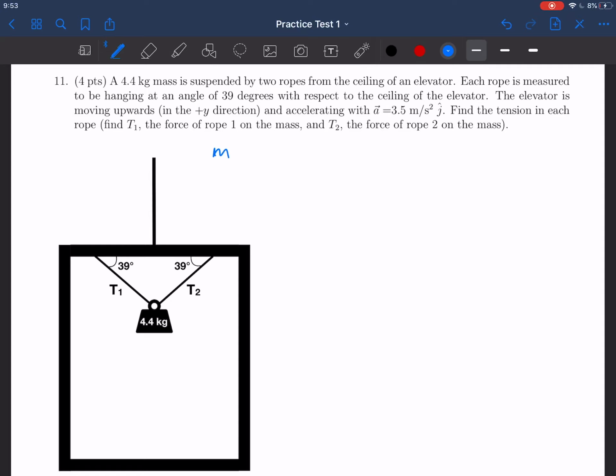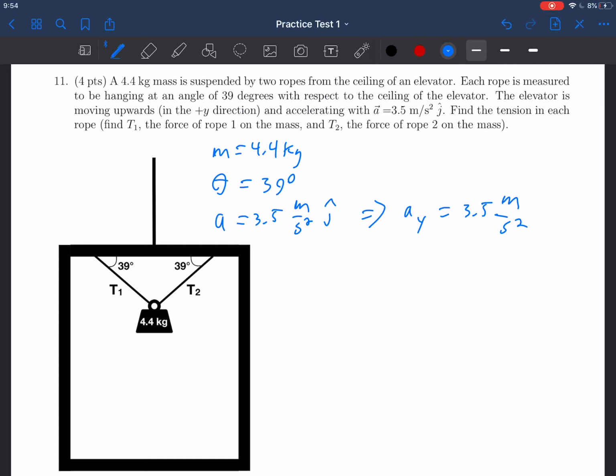We know the mass is equal to 4.4 kilograms, and we know this angle, defined to be the angle of the rope with respect to the ceiling of the elevator, is equal to 39 degrees. And we know the acceleration is equal to 3.5 meters per second squared j hat, which is telling us that the acceleration is only in the y direction. We have a y component of the acceleration equal to 3.5 meters per second squared. Okay, so it's good to write down our knowns, make sure we understand that. And our unknowns are T1 and T2. Right? We don't know the tension in these cables.